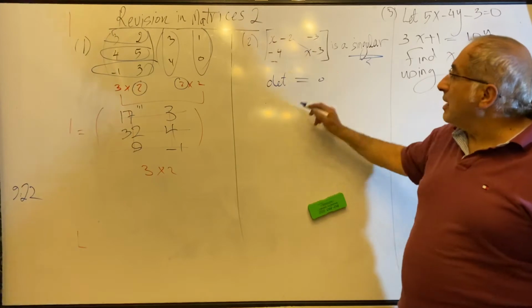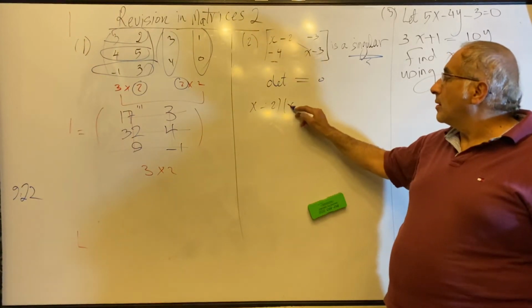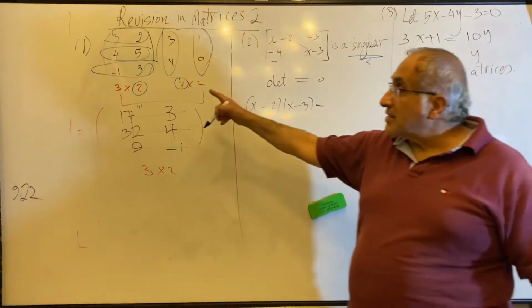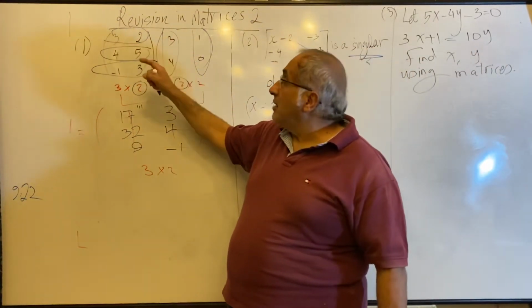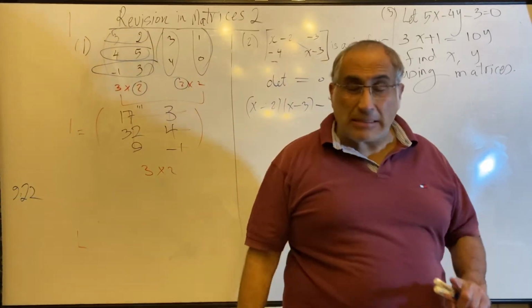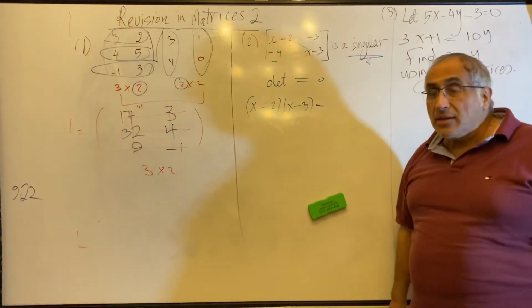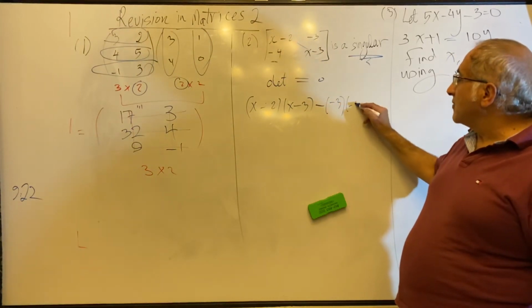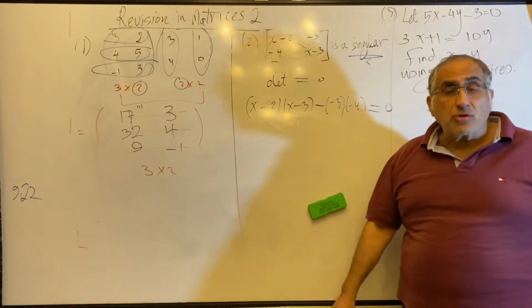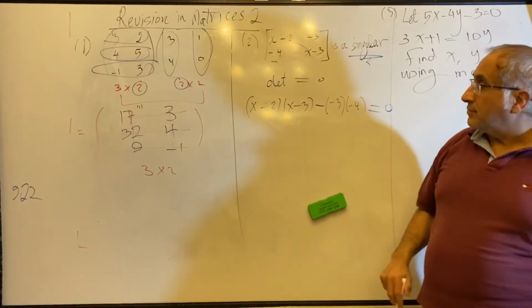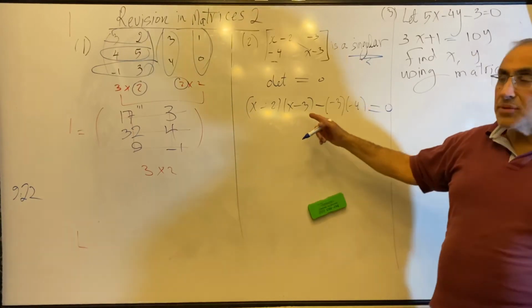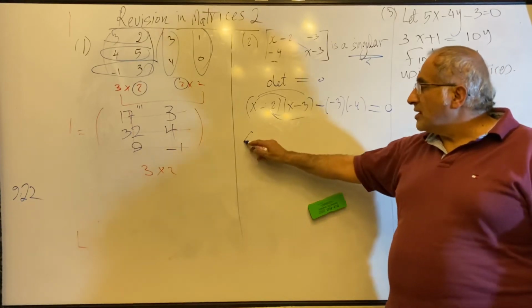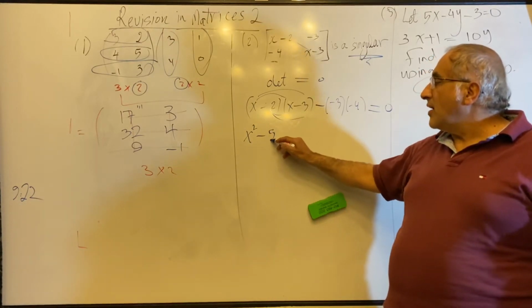Let's find the determinant. Cross multiply. This time this, minus, that was plus. When we find the determinant, we say this one times this one minus 3 times minus 4. You will be mixed up. So remember, this is minus, that's plus. Expand this, it's a quadratic. This by this, like Math 1. So the answer is x squared minus 5x plus 6.